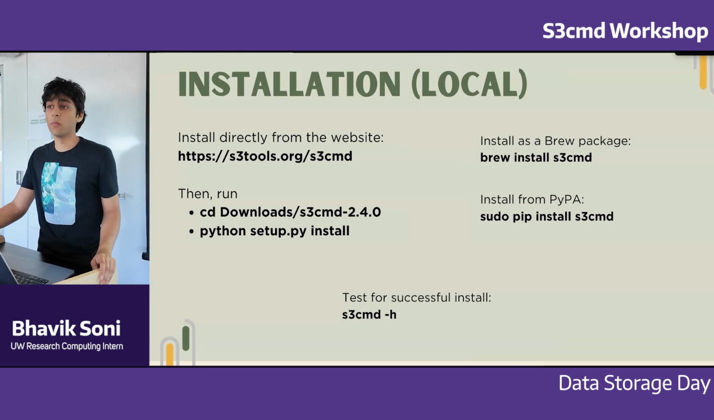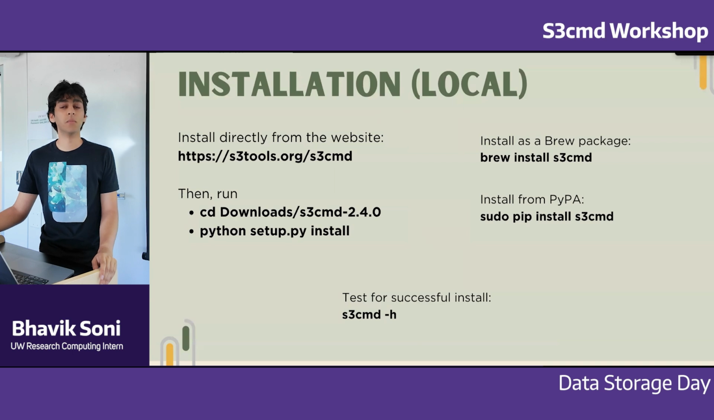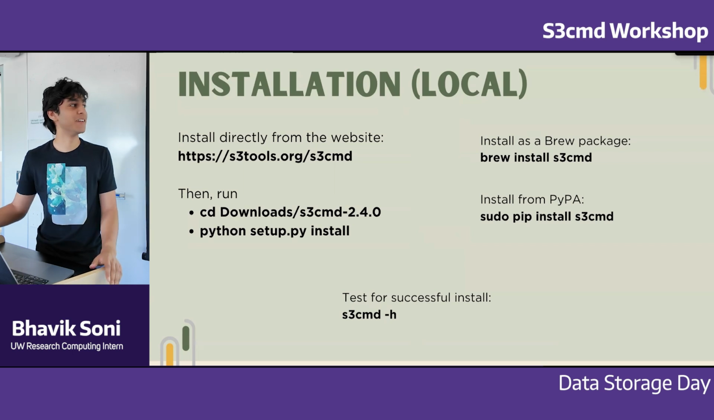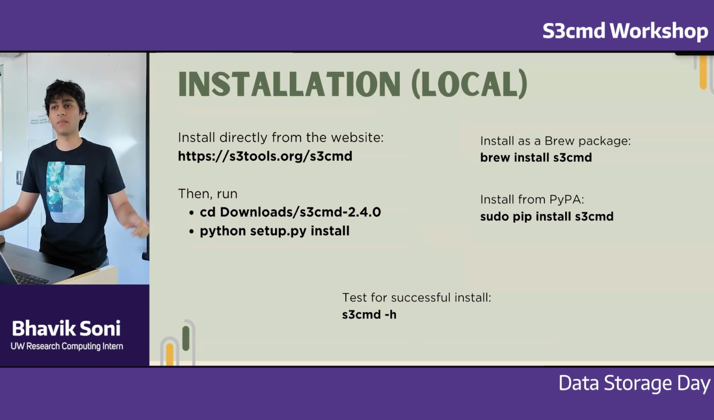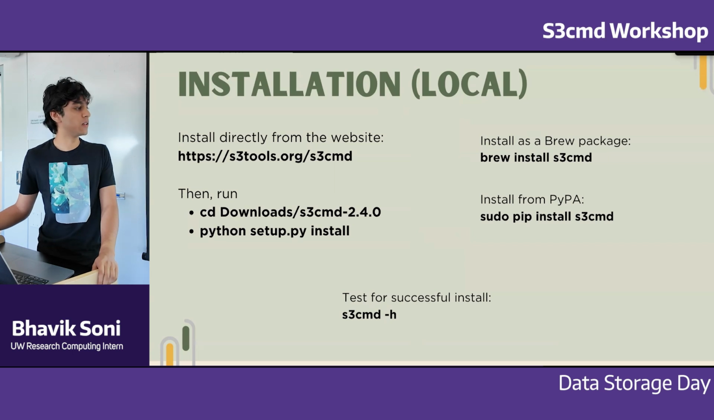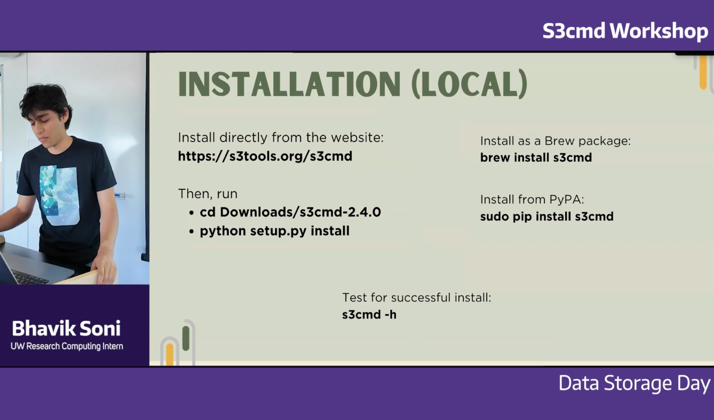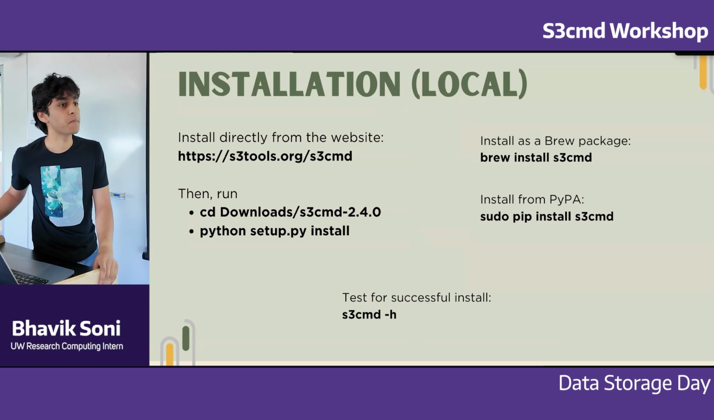If you have Homebrew installed, you can install it as a brew package, which is pretty easy. And then if you have your Python environment shaped up to sudo install things, you can also get it from the Python package authority. And then if you do that, you'll see that if you run this help command, it will give you actual help instead of throwing an error.